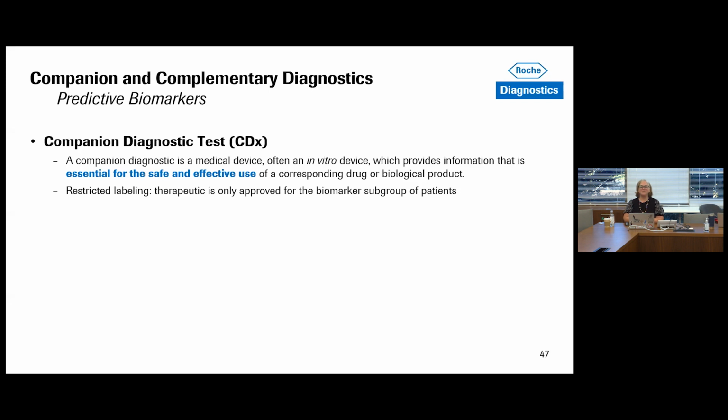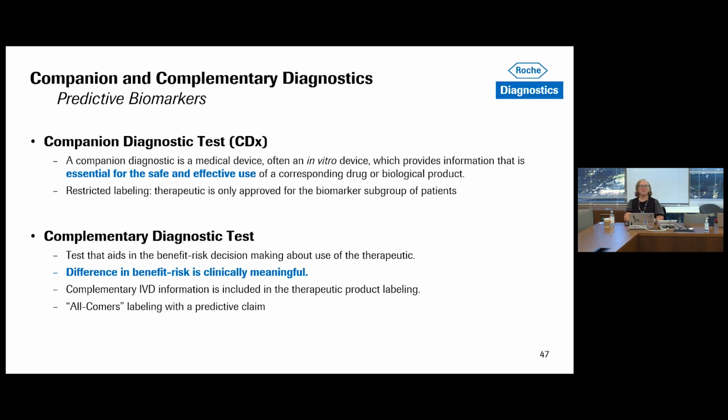Note that a CDX is actually a medical device, which isn't necessarily just a molecular biomarker target, kind of like we've been talking about today. A medical device could also be something like an algorithm or an imaging algorithm. We could get pretty creative of where a companion diagnostic could be defined.